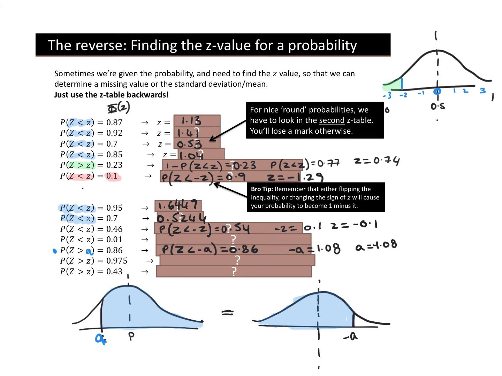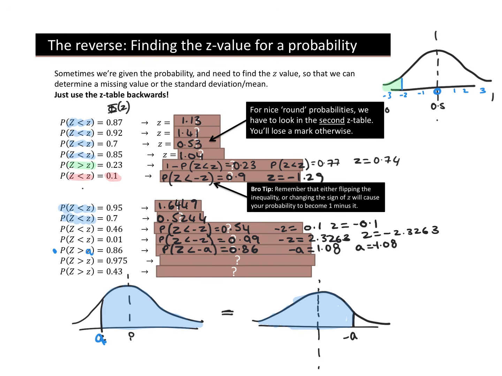For the second one, again, it's less than, but our probability is also less than a half. So we're going to have the probability of z being less than the negative value of z of 1 minus, which is 0.99. So negative z equals 2.3263. So z equals negative 2.3263.